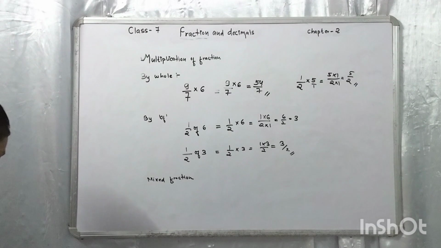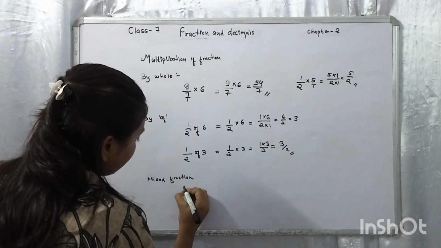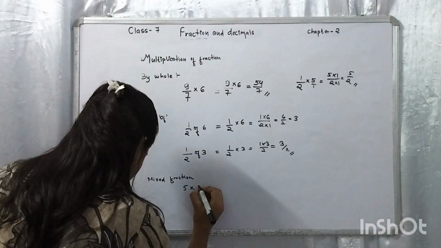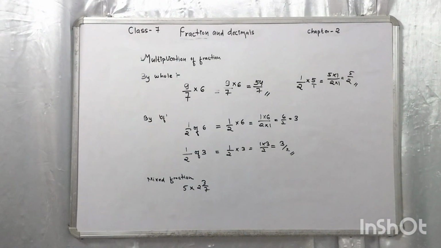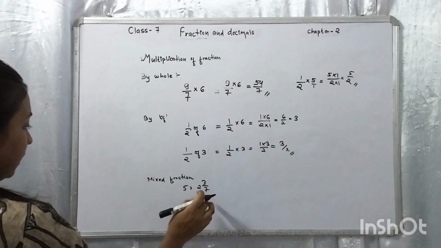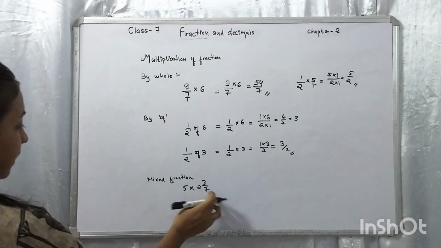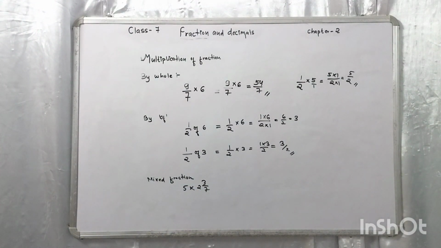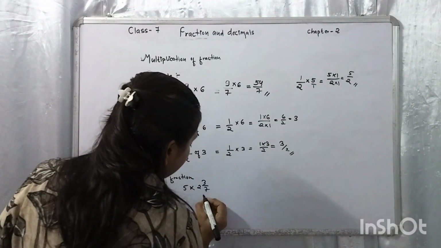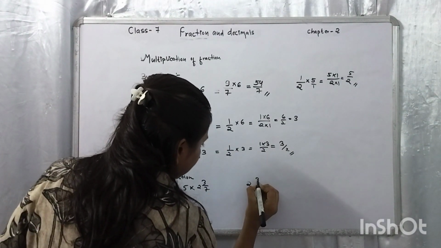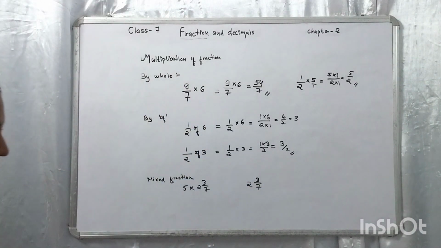For suppose you are told that 5 into 2 3 by 7. For example, you have to multiply this. Now it seems very difficult, but it is not. Firstly, I will teach you how to simplify this mixed fraction. So firstly, you will convert this mixed fraction into an improper fraction. For example, here 2 3 by 7 is our number.